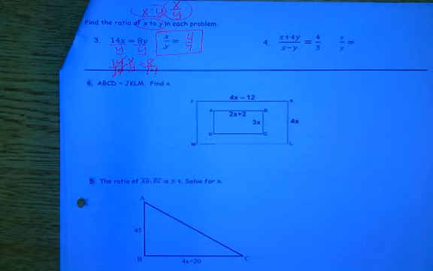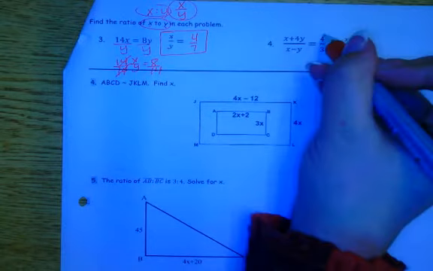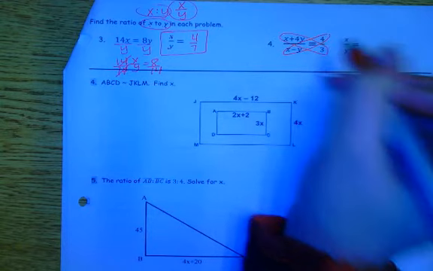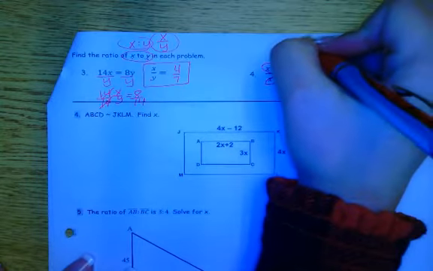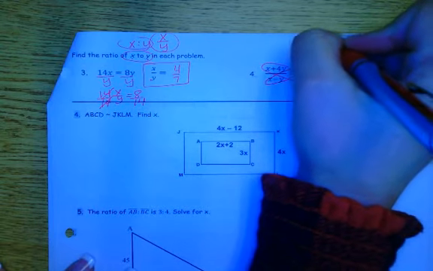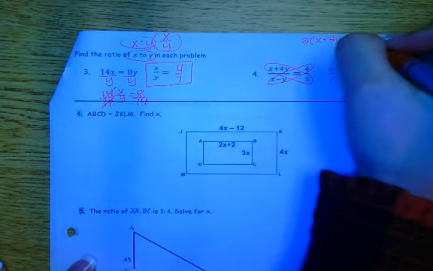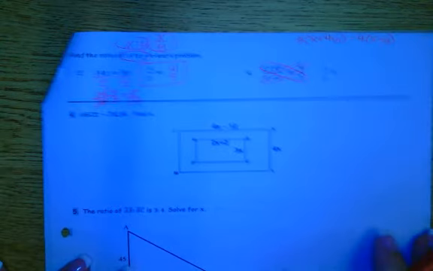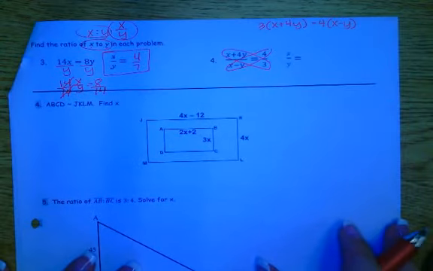Okay, so when it's set up as a proportion, what do you think we need to do? Cross multiply. And we need to get it into the form of x over y. Okay, so currently we have 3 times x plus 4y equals 4 times x minus y. Distribute. 3x plus 12y equals 4x minus 4y.